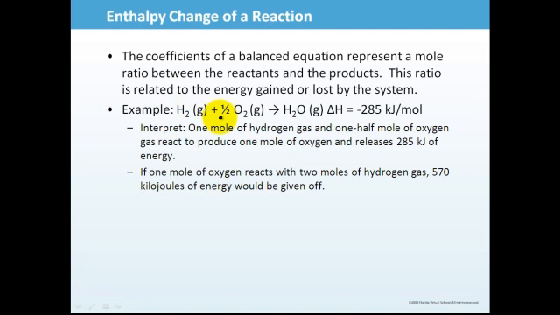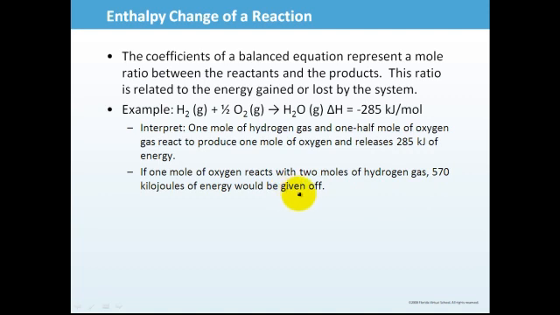So if I'm doubling my reactants, I'm doubling my products, which means I'm going to have to double my change in enthalpy. So if you look at this last bullet down here, it says if 1 mole of oxygen reacts with 2 moles of hydrogen, 570 kilojoules of energy would be given off.